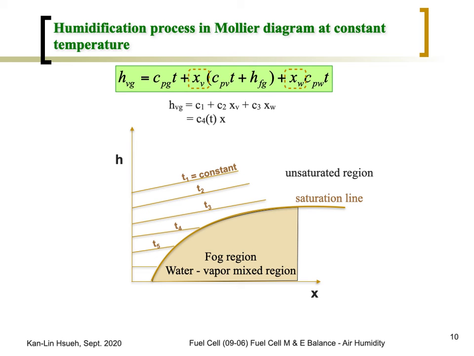So the enthalpy of the air equals C1 plus C2 H X_V plus C3 X_W. Because all these C1, C2, C3 are constants, we can lump them together into maybe C4, which is a function of temperature and X. So we move along a straight line over here if T is a constant.